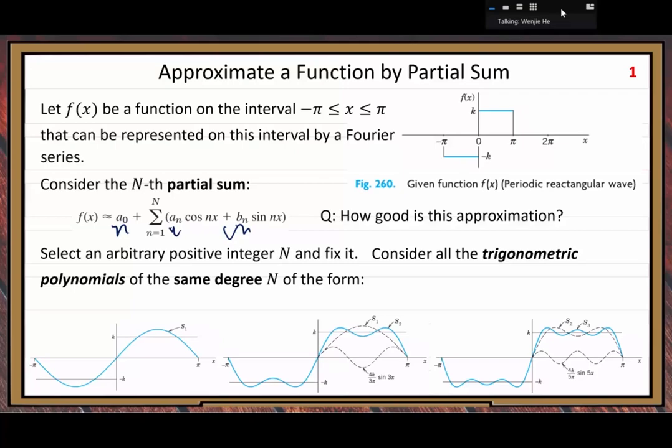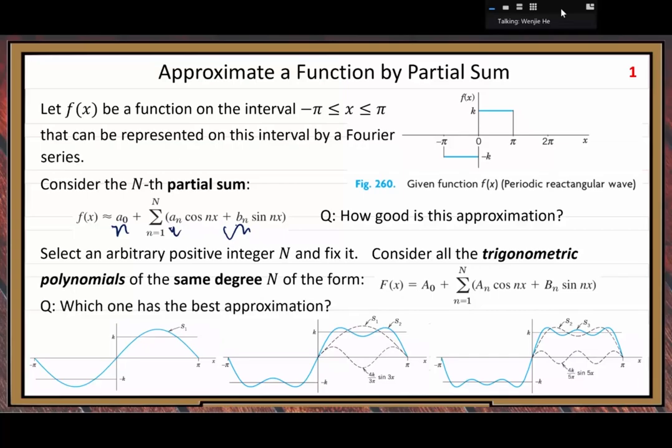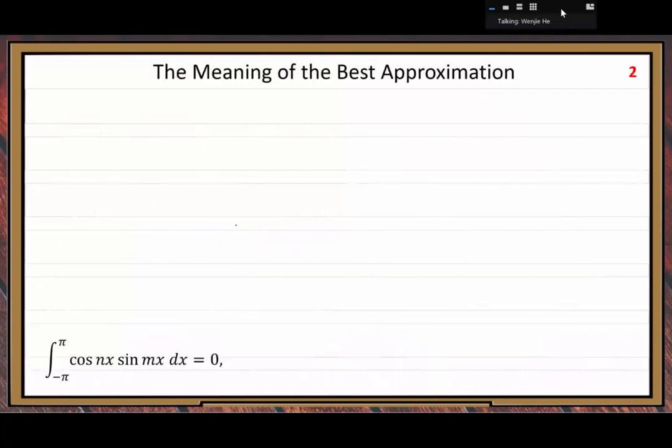All right. So next, the capital version, right? So do not get confused. Arbitrary coefficients. So which one has the best approximation? Next we study. We want to understand the meaning of the best approximation.